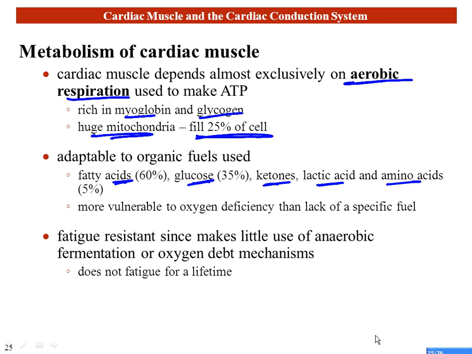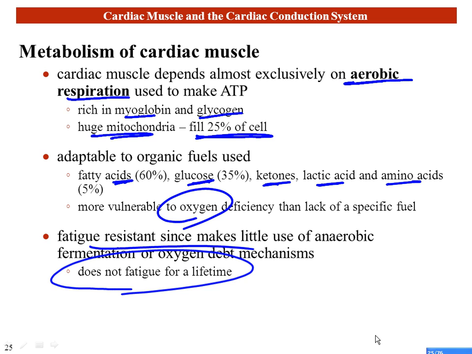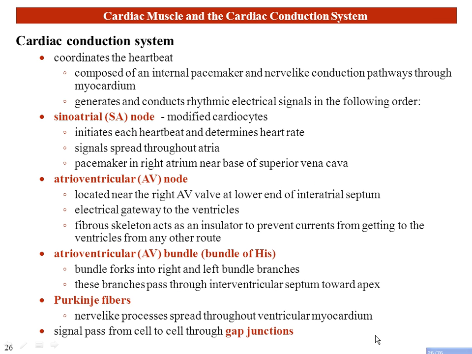Since they're so flexible in terms of what they use for fuel, cardiocytes are rarely in danger of not having enough energy. What they are susceptible to is not having enough oxygen. Now, as we saw, the cardiac tissue itself receives 5% of the cardiac output. So all these characteristics make the heart extremely fatigue resistant. And like I said, it does not fatigue during a lifetime until maybe the very, very end here.